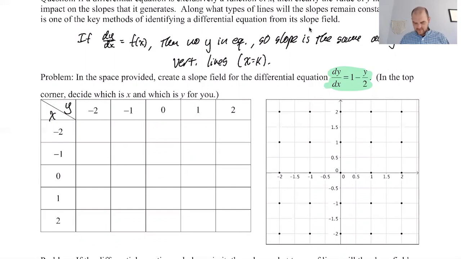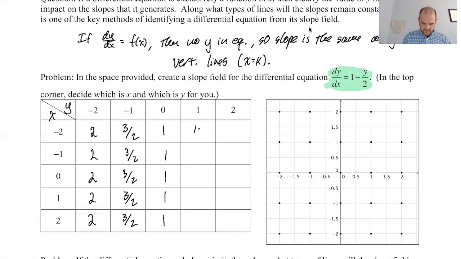When y is equal to -2, the slope is 1 minus -2 over 2. So 1 plus 1, so 2. So 2, 2, 2, 2, 2. When y is equal to -1, we get 1 plus 1/2, so 3 halves, or 1.5, it just depends on how you want to look at it. I think that when you're dealing with slopes, fractions are the way to go. You might not agree with me. When y is equal to 0, the slope is just 1, because you get 1 minus 0, so 1. When y is equal to 1, we get 1 minus 1/2, so just 1 half, all the way through.